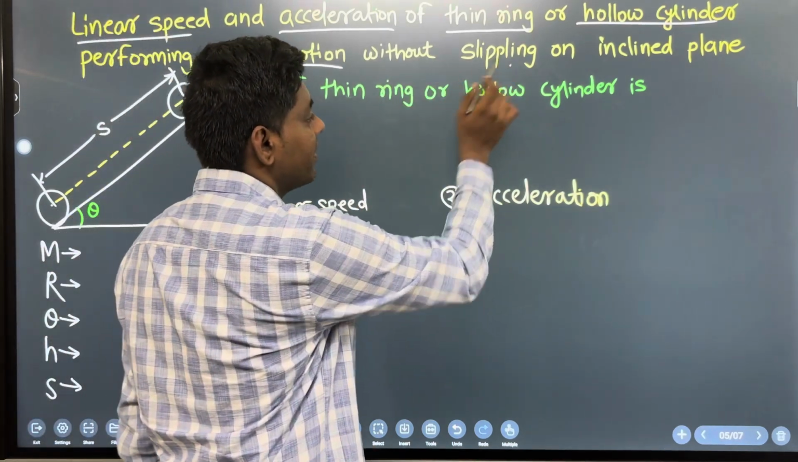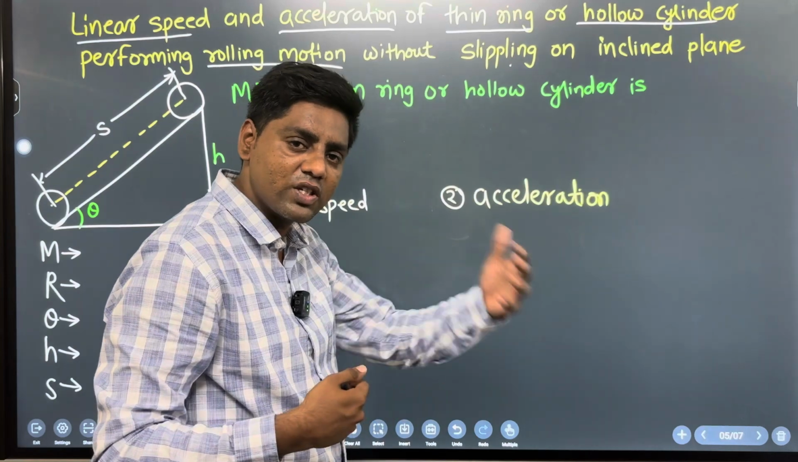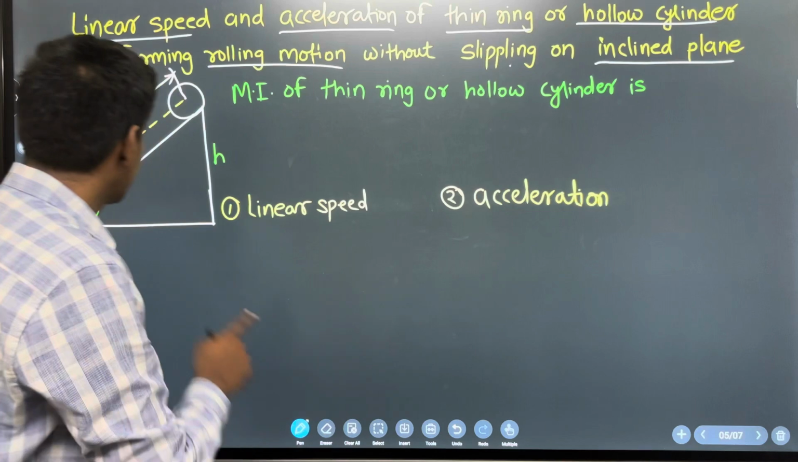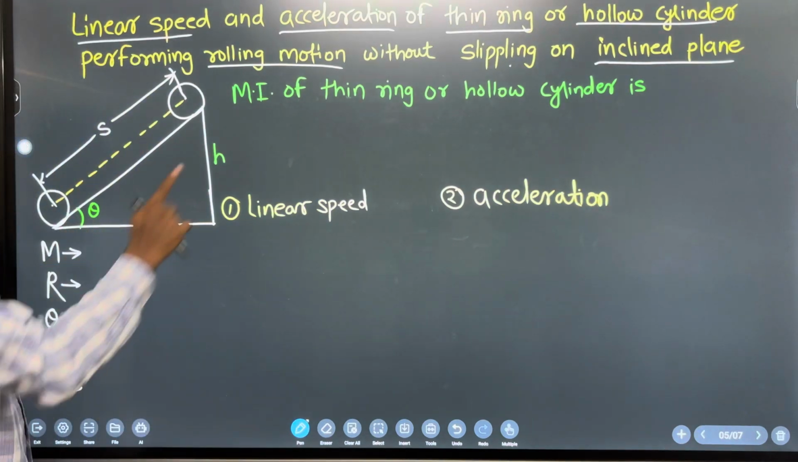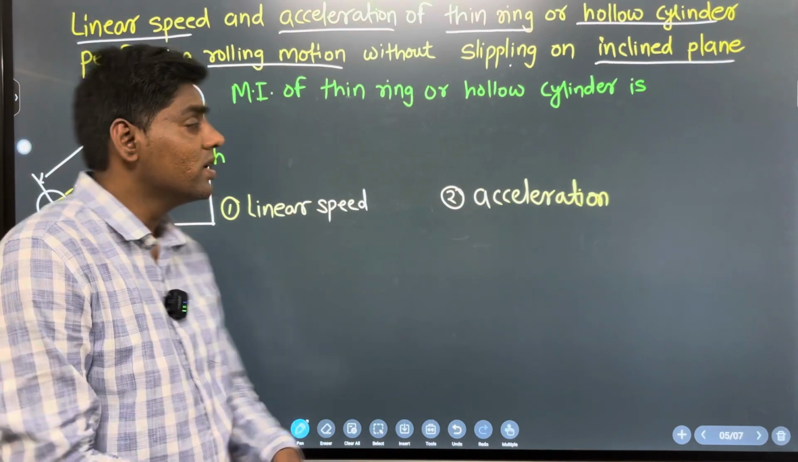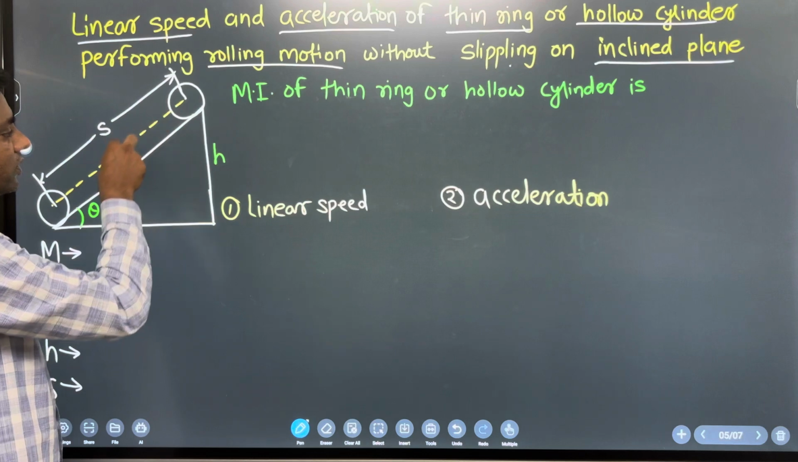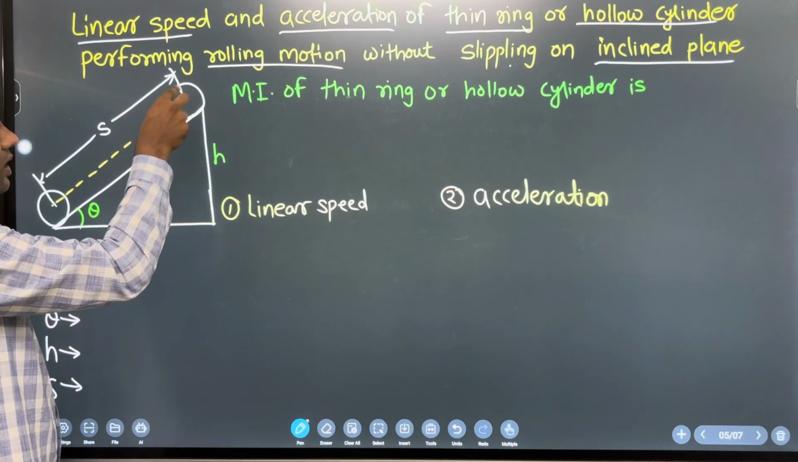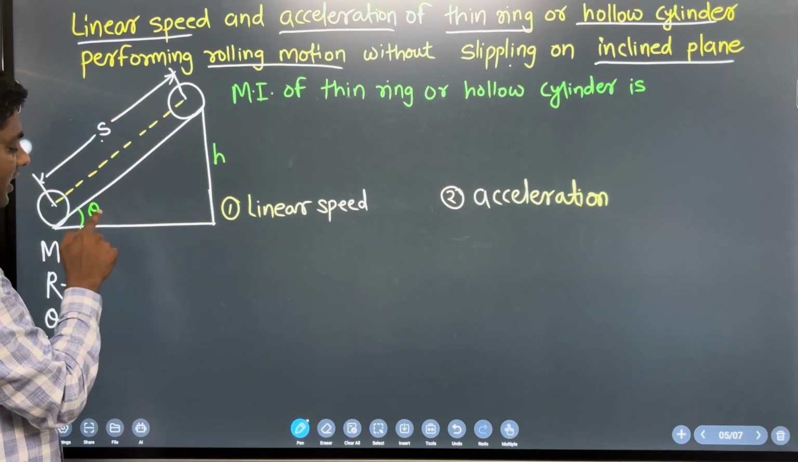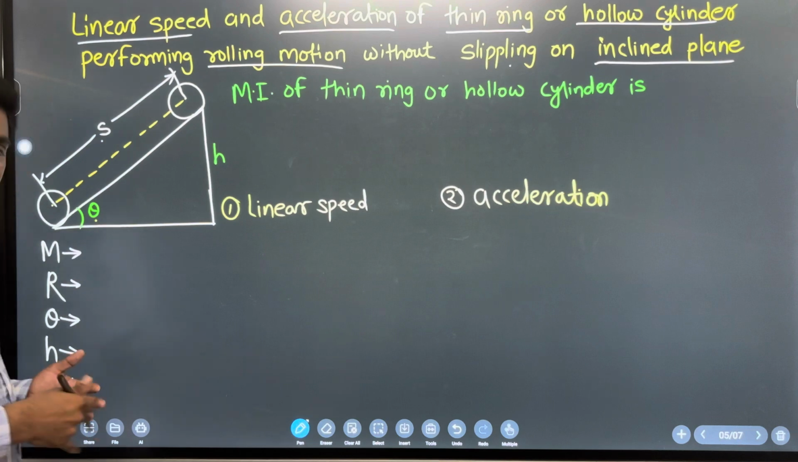Next, without slipping, meaning there is no slip, it will perform both rotational and translational motion on the inclined plane. Now this is the diagram we draw here, very simple. Which type of shape do we consider? That is a thin ring or hollow cylinder. Whenever the thin ring or hollow cylinder rolls down, it covers the displacement s along the straight line having angle of inclination theta, and h is the height.